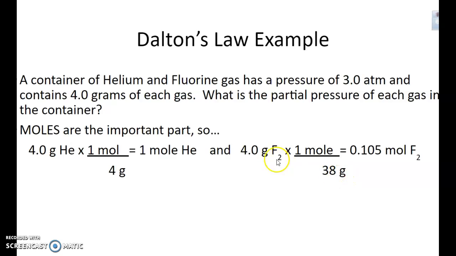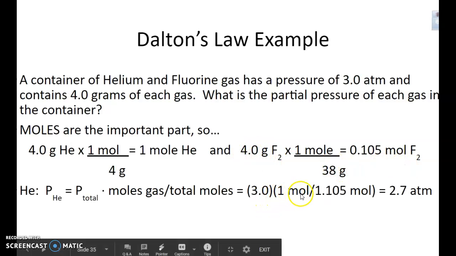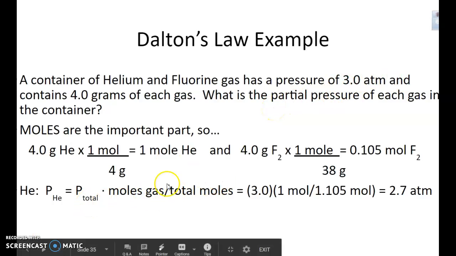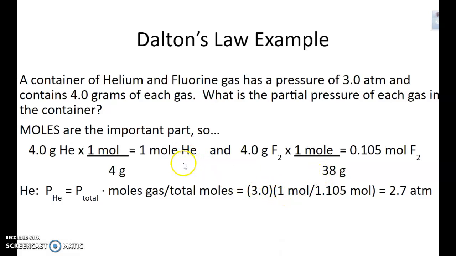I'll use 38. Remember your diatomics: hydrogen, nitrogen, oxygen, fluorine, chlorine, iodine, bromine. I'm going to divide, I'll get 0.105 moles of fluorine. So if I want to do the pressure of just helium, I'll take the total pressure, which I have 3 atmospheres. I will take this mole fraction, and if it's helium, I've got 1 mole of helium here.